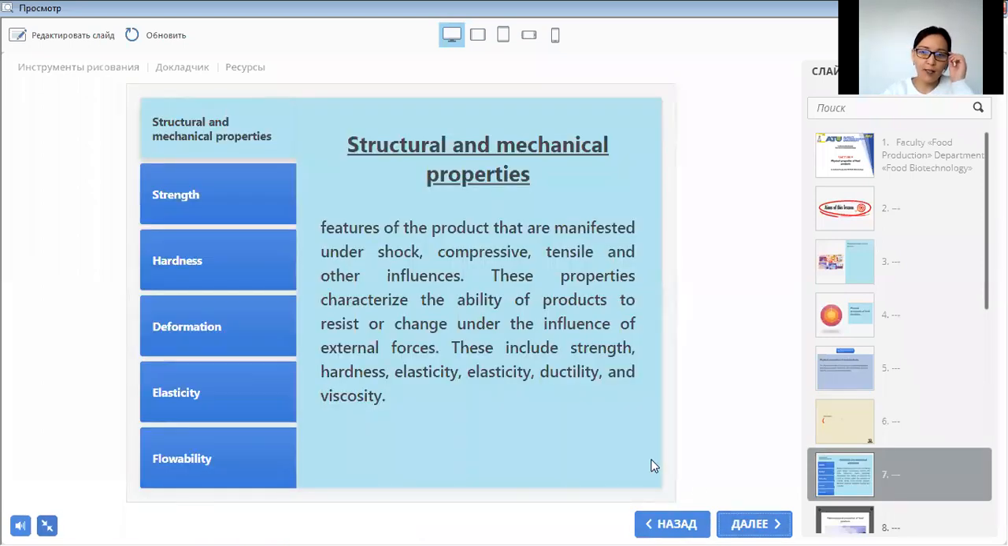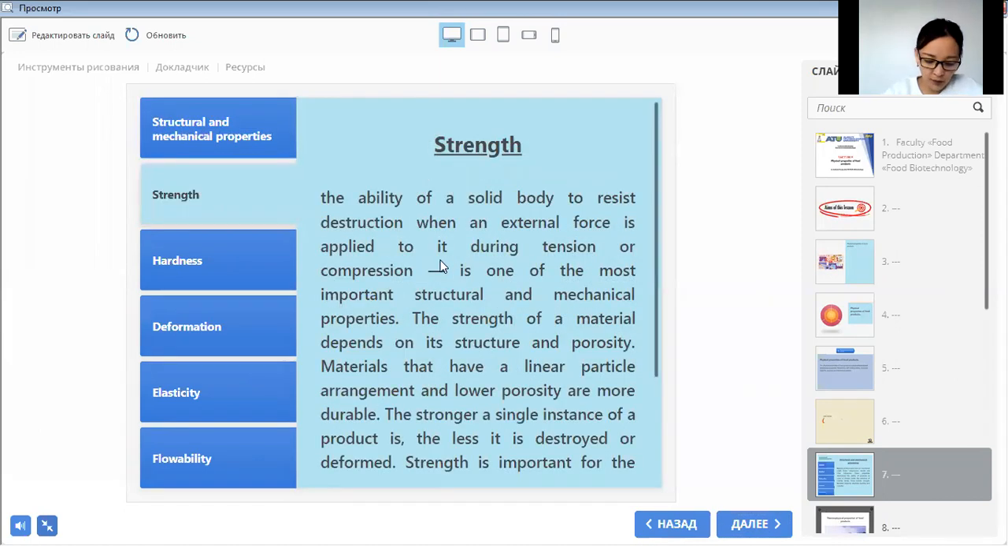And the next, about the structural and mechanical properties. Structural and mechanical properties are features of the products that are manifested under shock, compressive, tensile, and other influences. These properties characterize the ability of products to resist or change under the influence of external forces. This includes strength, hardness, elasticity, ductility, and viscosity.